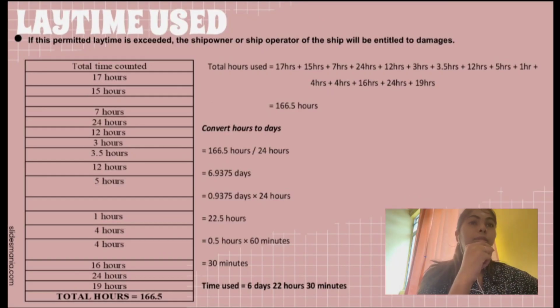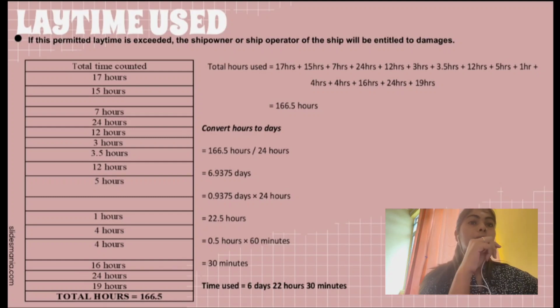Laytime is the time permitted in a contract for loading and discharging the voyage charter ship. If this permitted laytime is exceeded, the ship owner or ship operator will be entitled to damages. Here is the example of the table showing all the hours counted. First, we should add up all the hours counted in the table above.